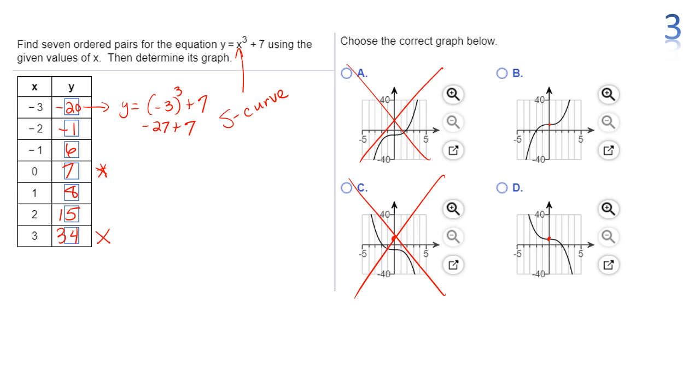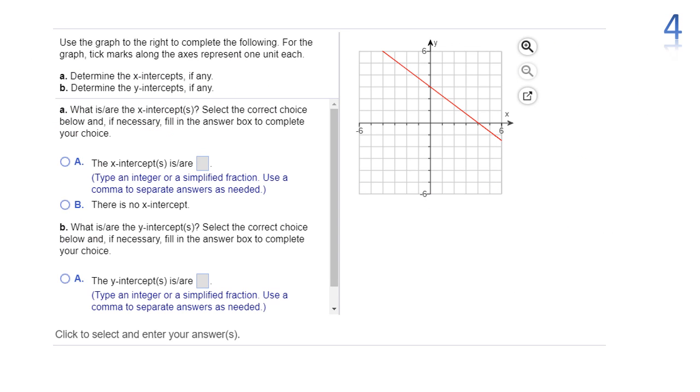Now let's go ahead next and check this extreme number down here, 3 and then 34. If I go over here to choice D and I go 1, 2, 3 and go up 34, notice how that point is not on the curve, the graph. But if I check that on graph B, 1, 2, 3 and up 34, that point is there. So our correct answer is B.